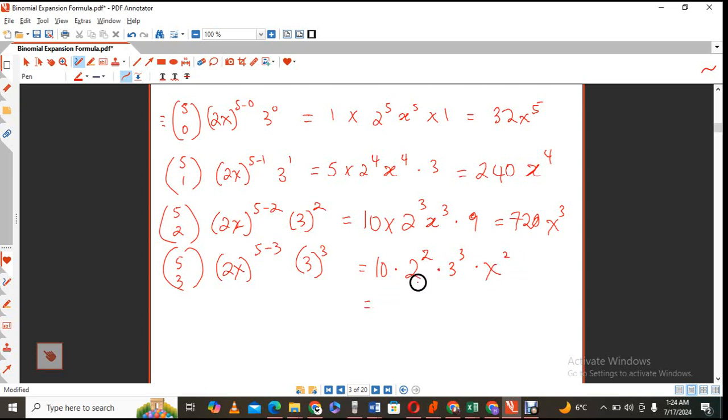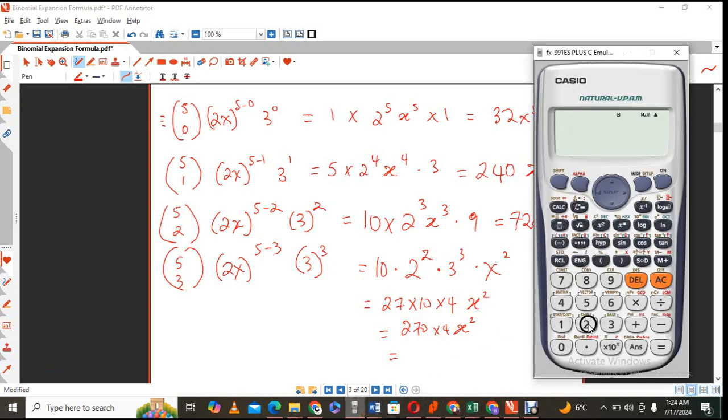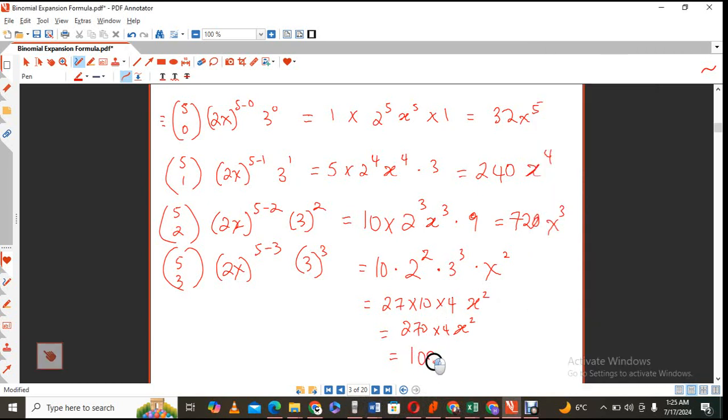And we can just go ahead and clean it up. So this is 4 times 27, or 27 times 10 times 4, x squared. That's 270 times 4x squared. It becomes a horrible thing, so let's just use the calculator. 270 times 4 is 1080x squared.